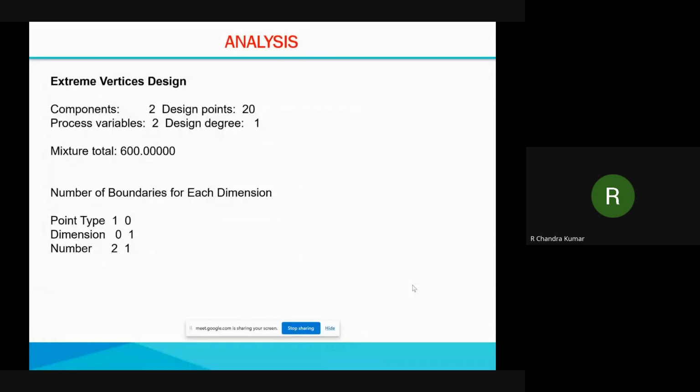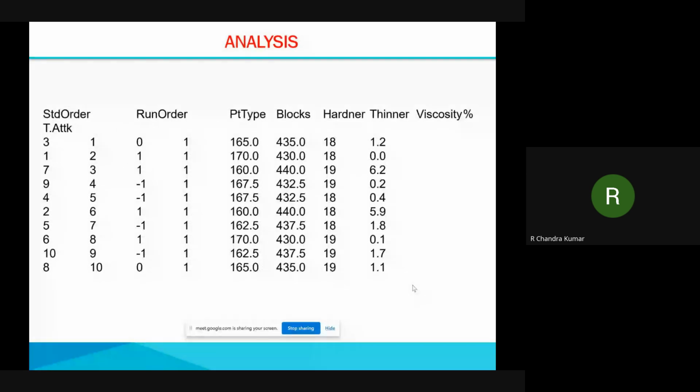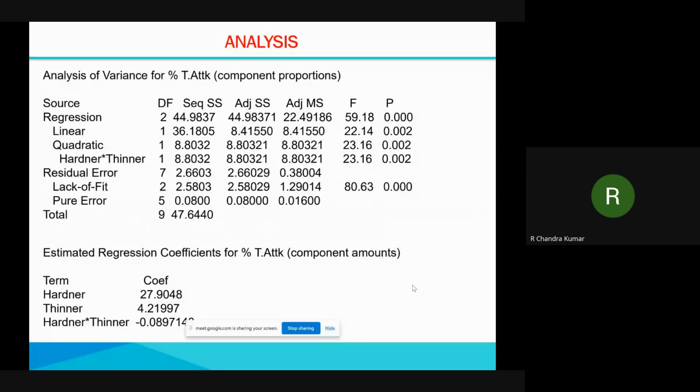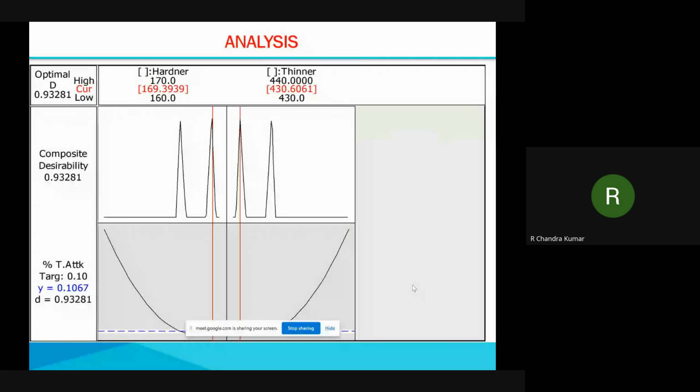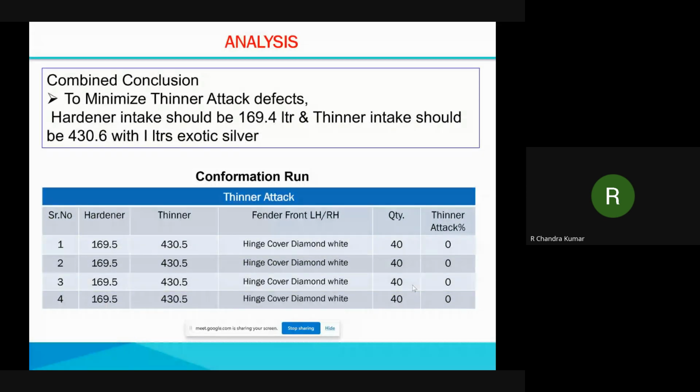Here the mixture DOE has been done. This is an example to reduce the thinner attack, which is one of the problems. Hardener and thinner, and then the design is there, with upper and lower portions defined, like A is 160 to 170 and B is 430 to 440. They did the experimentation with hardener and thinner, and the R square is very high. These are the results, all the combinations where the best combination of hardener and thinner is achieved, and it has given good results in reducing the thinner attack. Thinner attack quantity is 0.